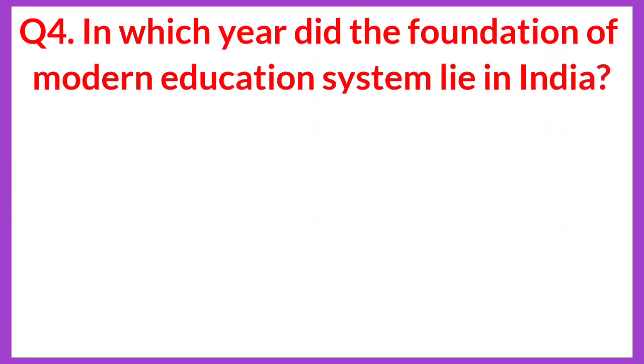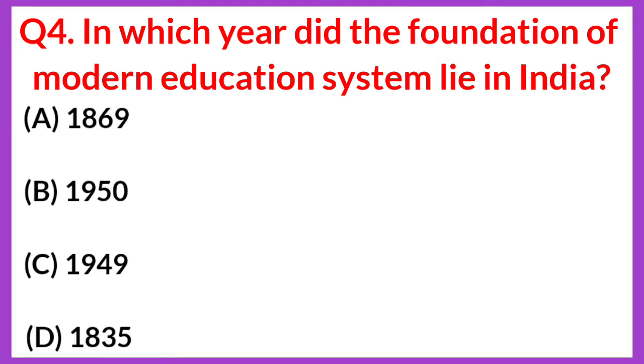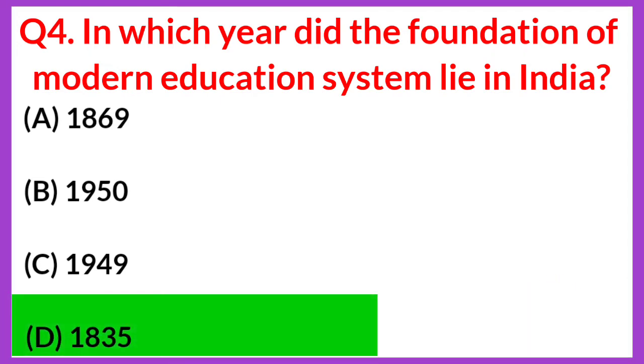Question number 4. In which year did the foundation of modern education system lie in India? Your options are as follows. A. 1869. B. 1950. C. 1949. D. 1835. And the right answer is option D. 1835.